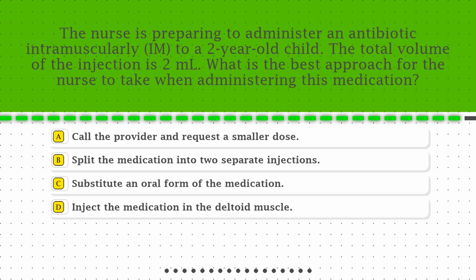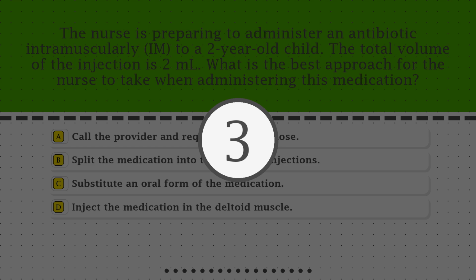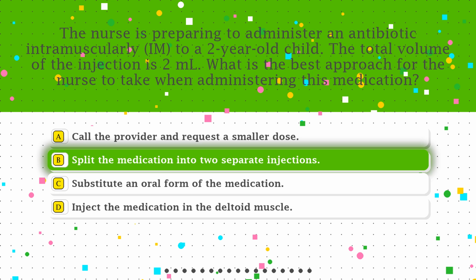Question 3. The nurse is preparing to administer an antibiotic intramuscularly, IM, to a 2-year-old child. The total volume of the injection is 2 ml. What is the best approach for the nurse to take when administering this medication? Option A. Call the provider and request a smaller dose. Option B. Split the medication into 2 separate injections. Option C. Substitute an oral form of the medication. Option D. Inject the medication in the deltoid muscle. The correct answer is option B. Split the medication into 2 separate injections.